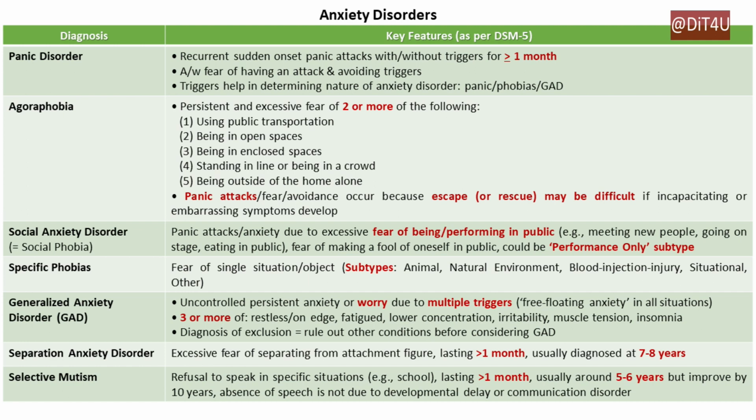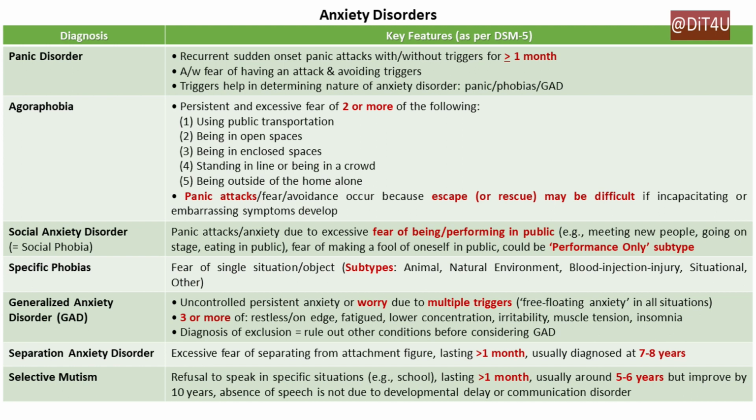Generalized anxiety disorder: uncontrolled, persistent anxiety or worry due to multiple triggers. There are many triggers here. That's why it's called free-floating anxiety, in all situations, even at home. 3 or more of restlessness or being on the edge, fatigue, low concentration, irritability, muscle tension, and insomnia. Any 3 or more of these should be present. And again, like adjustment disorder, this is a diagnosis of exclusion. Rule out all the other conditions before considering GAD.